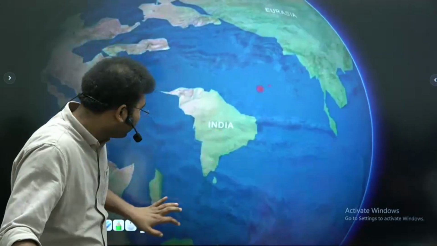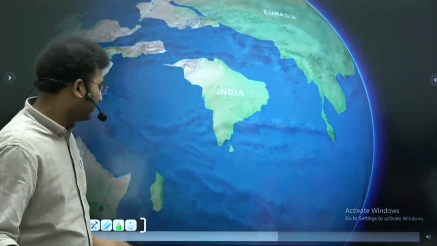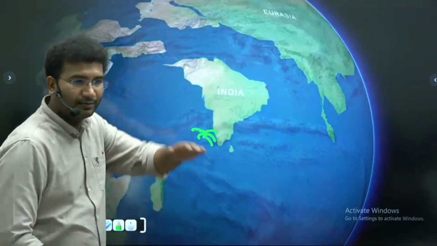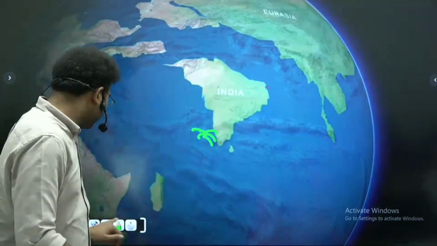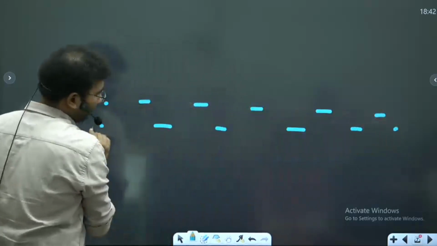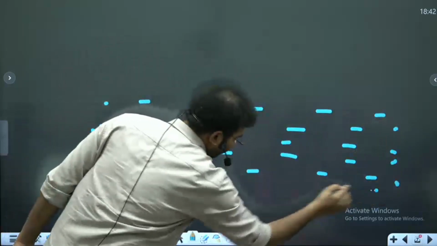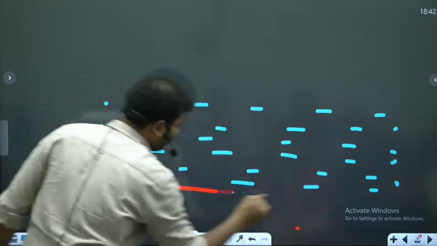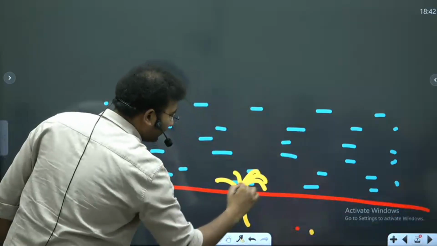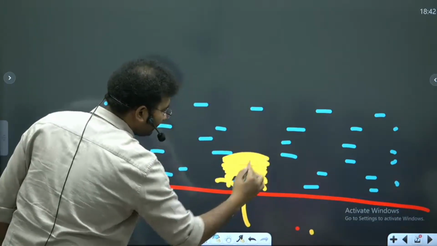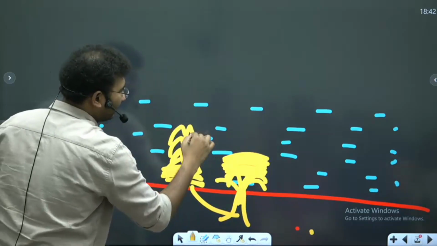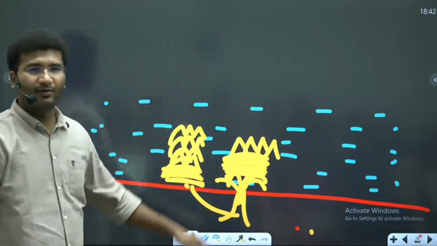Later, again, India moved a little further. When India moved a little further, this part of India came under the influence of the hotspot from beneath. But what happened here was, if this was your ocean, here the volcano started to pour out, and the landform started to form like this. Maybe from here also the volcano started to pour, but these land masses, they did not rise above the water.